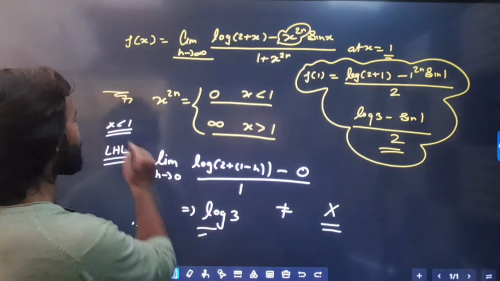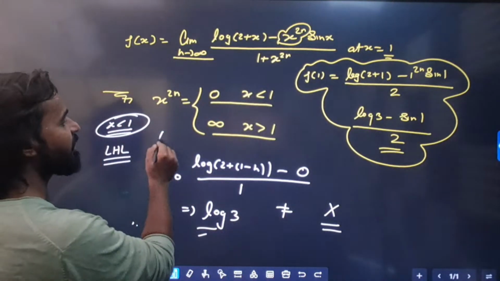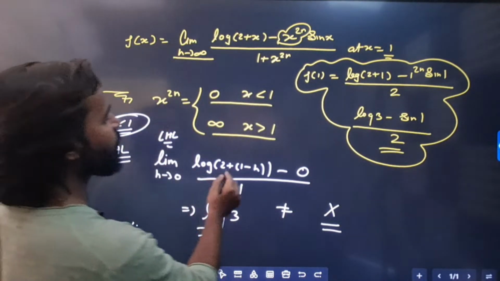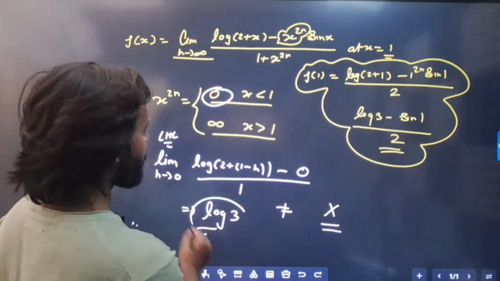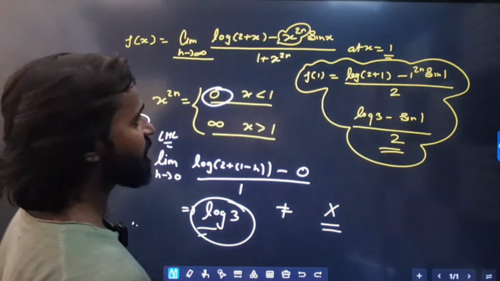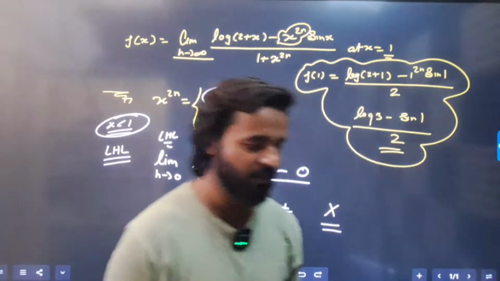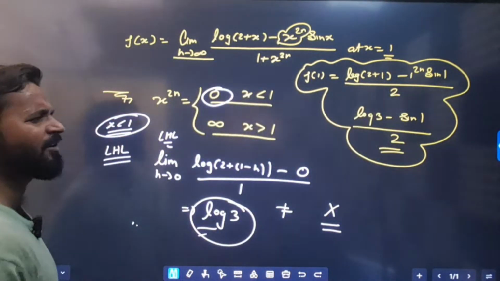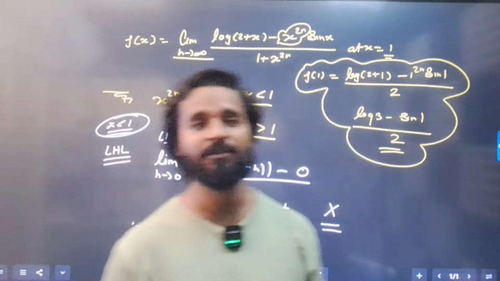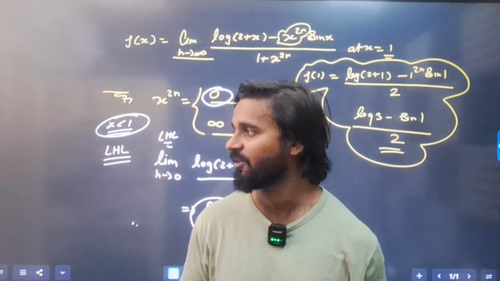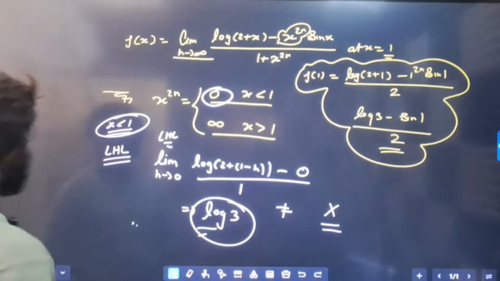So when we take the first case x less than 1, it means LHL. So LHL means limit of 2 plus 1 minus s, the next portion is 0, because of x to the power 2 and 0. So the answer will be log 3. So it is not necessary to find the RHL. Okay, no issue. The question is very simple. So the answer of this question: the function is discontinuous. Thank you so much, guys. Now we can take the next question.